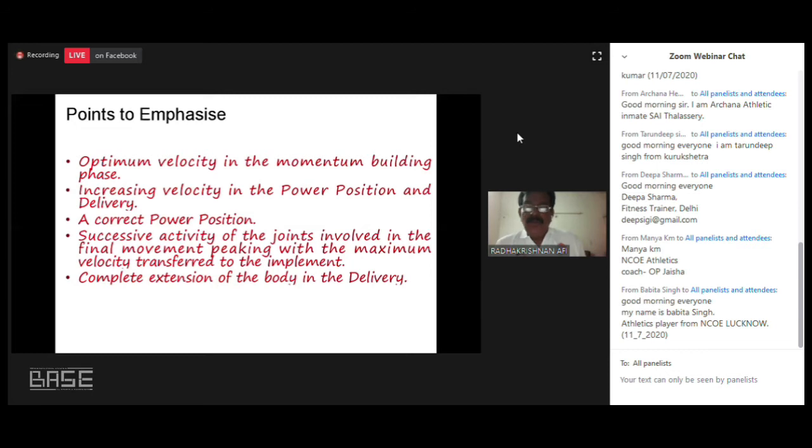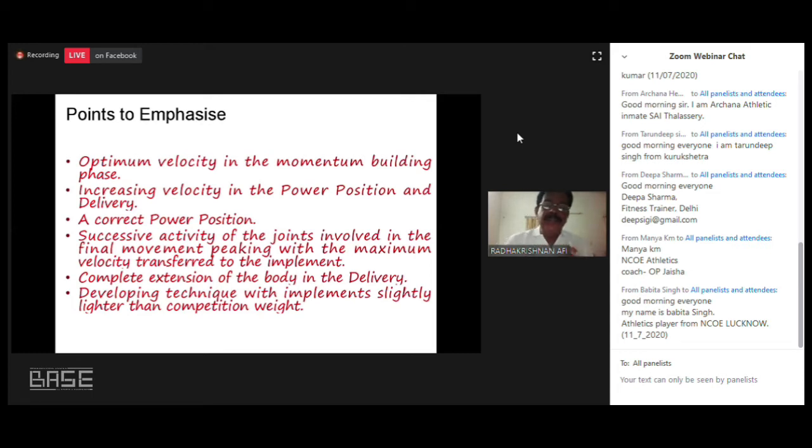Then complete extension of the body in the delivery, developing technique with implements slightly lighter than the competition weight. We must make sure that we should not teach technique with very light implements, because when they come to the competition type implement, they will not be able to coordinate the technique which they learned with the very light implement. So I advise about 10 to 20% less than the original weight we can use for developing techniques.